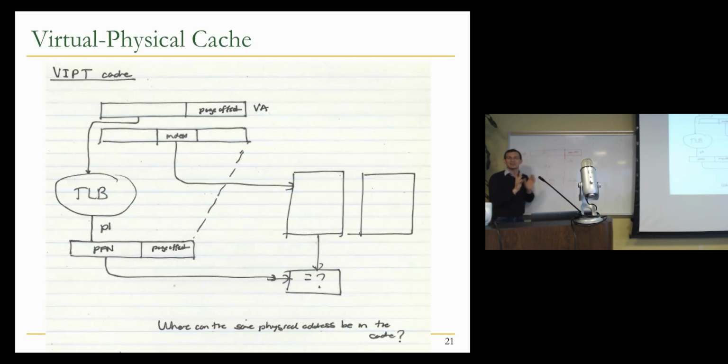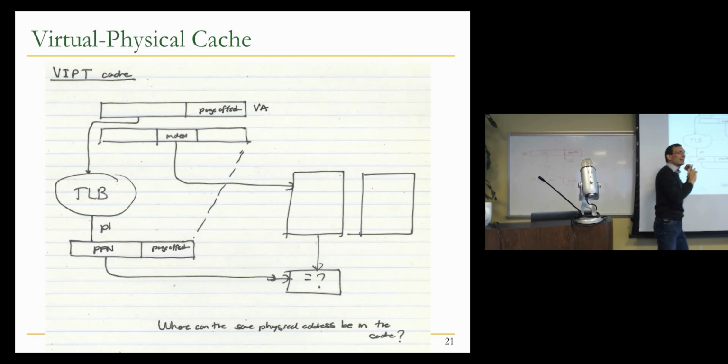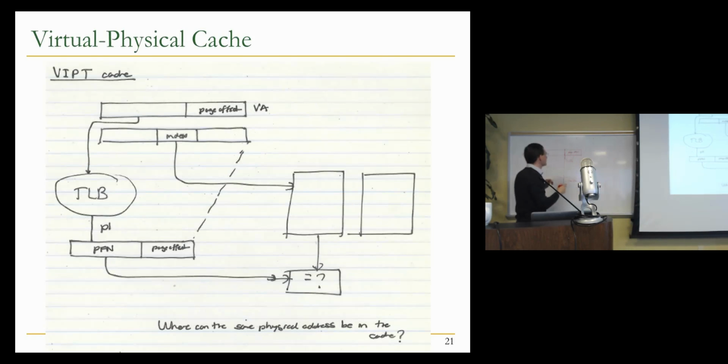Does that make sense? So you can enforce this constraint and still have a virtually indexed physically tagged cache, and still get the benefits of accessing TLB and cache in parallel. And that's one solution to the problem. The solution to the problem is basically ensure that index bits come from the bits that do not change in the page offset. What is the downside of this?